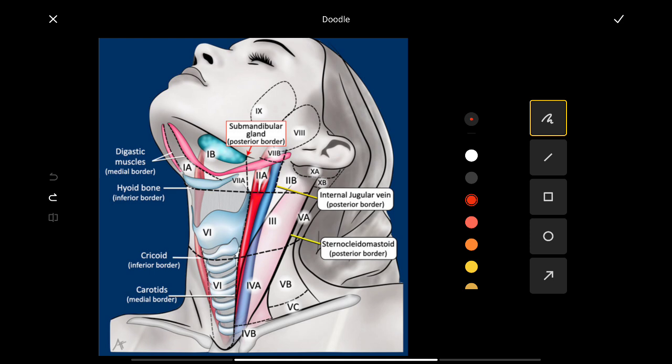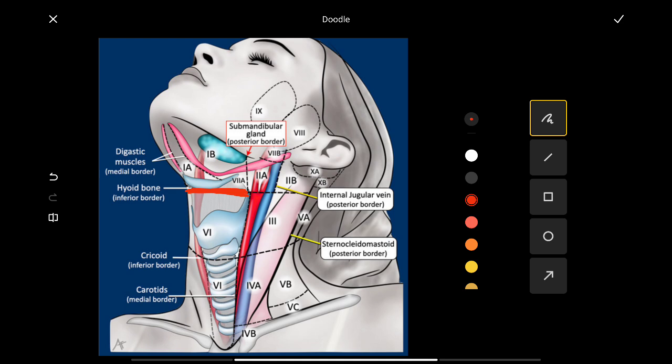Let's begin with level 1. Level 1 is the same as the submental and submandibular lymph nodes. Inferiorly is the inferior border of the hyoid. You see, this is the hyoid and this is the inferior border of the hyoid. That's the inferior border of this triangle.